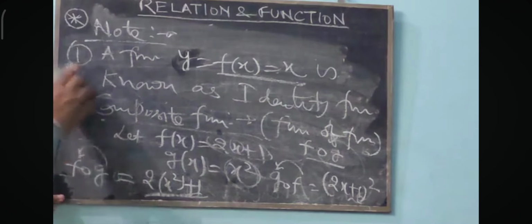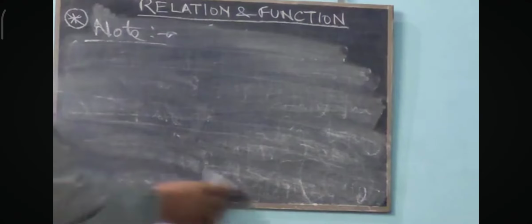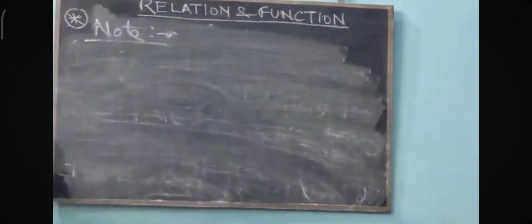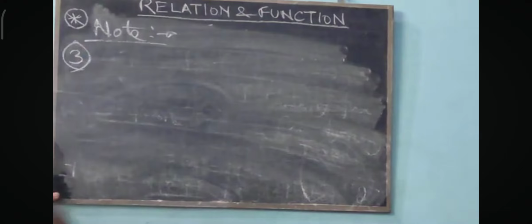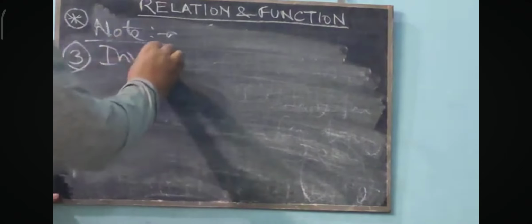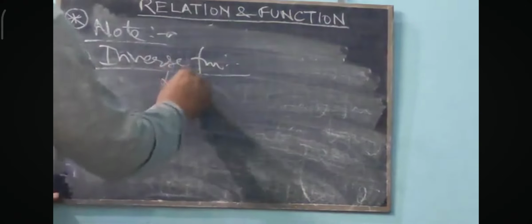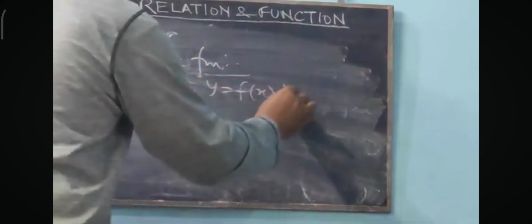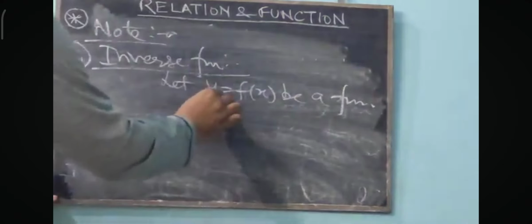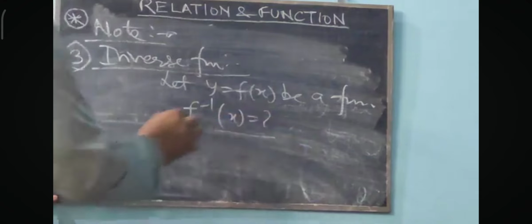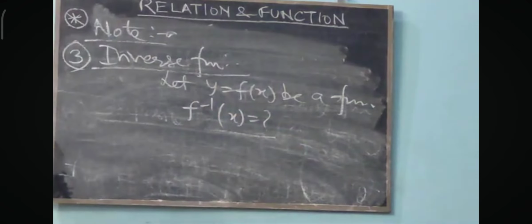Now the third one is the last kind of note. Third one is inverse function. All this will help us when we will be finding invertible function. Now see, third one is inverse function. Let y equal to f(x) be a function given, and we need to find what is f inverse x. What is f inverse x?